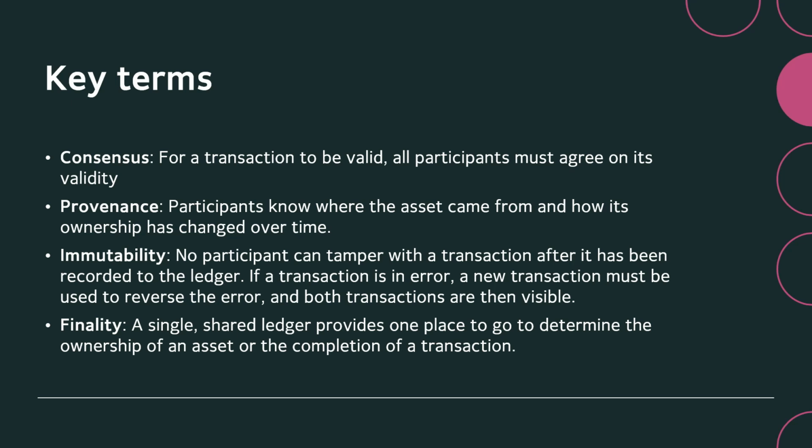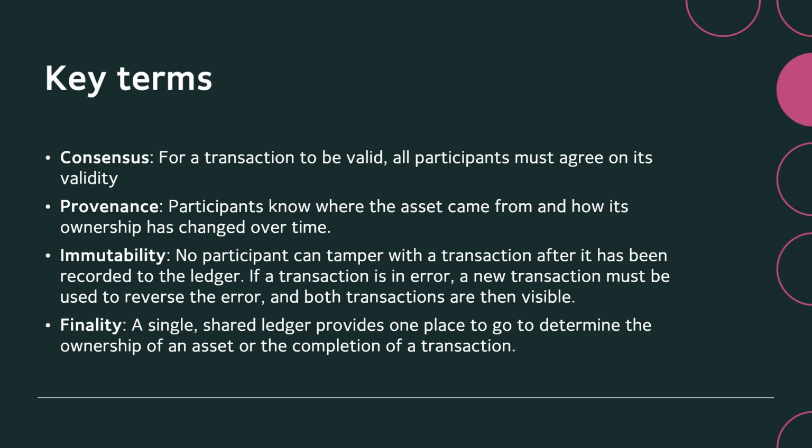Provenance. What does provenance mean? Now, participants should know from where this asset came from and how it changed ownership over time. So I'll take an example to explain, but just understand the term that provenance means all of the participants in that peer-to-peer network know where this asset came from, because we are tracking some asset, tangible or intangible, through blockchain. So they should know the origin of the asset, and they would also know how it changed hands or how ownership changed or what happened to that asset throughout its life, because we are recording everything in the blockchain ledger.